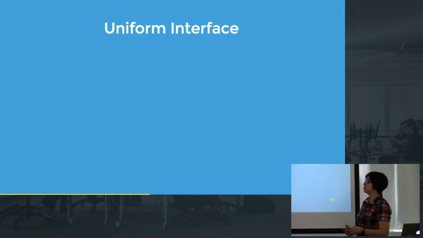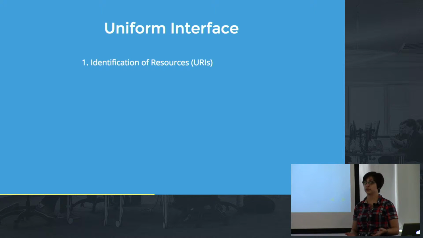And there are actually 4 sub-constraints of the uniform interface. The first one is one that we're all pretty used to by now. It's identification of the resource, which basically is the URL. You need to have some place where you can go to retrieve that resource reliably. If you go to /book, you're going to get book. You're not going to get a chapter, right?